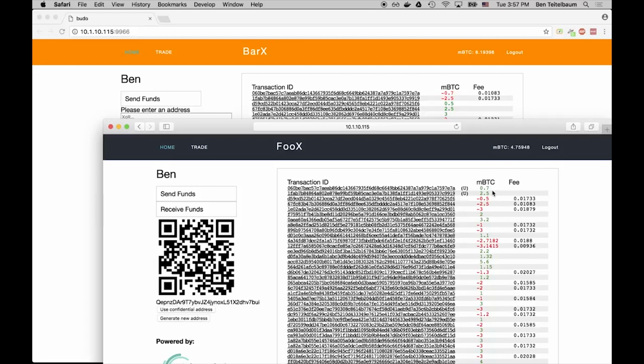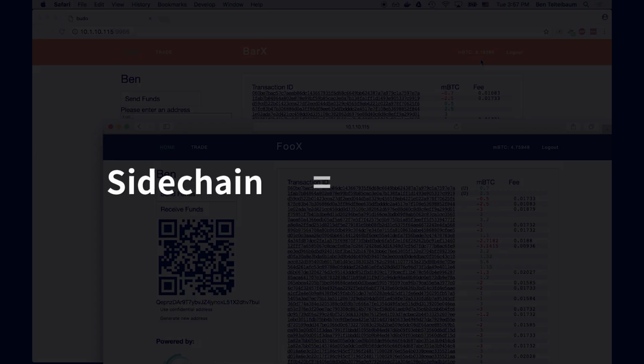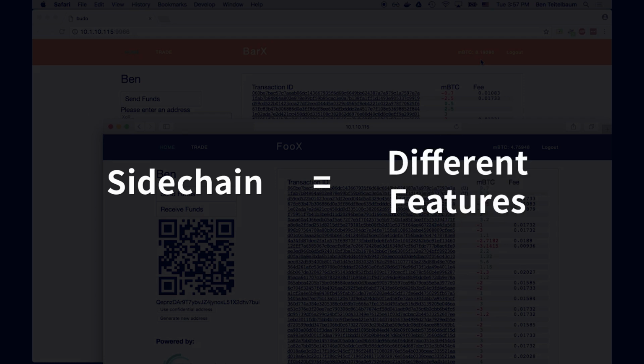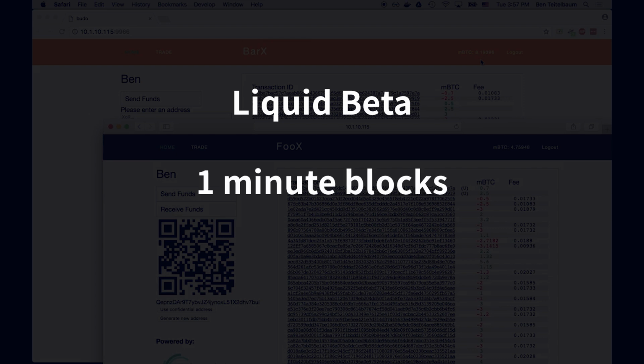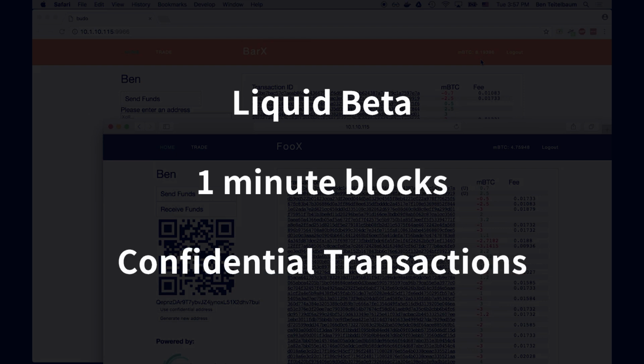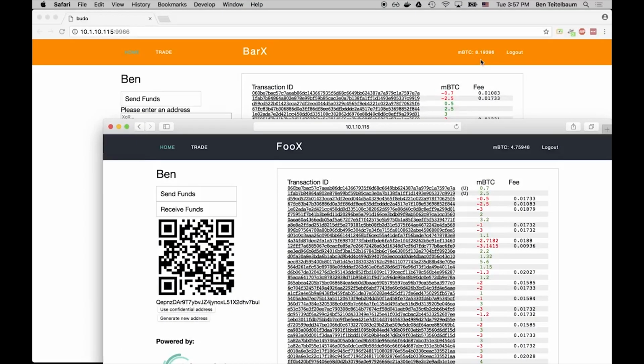So what is a sidechain, and how did these liquidized Bitcoins get onto the sidechain in the first place? Well, a sidechain is another blockchain, just like the Bitcoin main chain. It uses Bitcoins as its currency, but potentially has different features from the main Bitcoin chain. So, for example, the Liquid beta chain that we're looking at right now has 1-minute blocks instead of 10. And it also has the confidential transactions feature that people might be familiar with from Elements, which means that the values of transactions are hidden from third parties, anybody except the sender and the recipient.